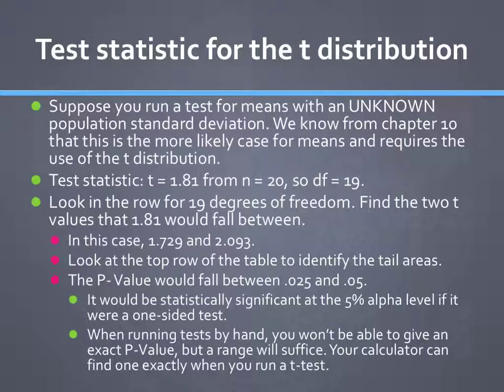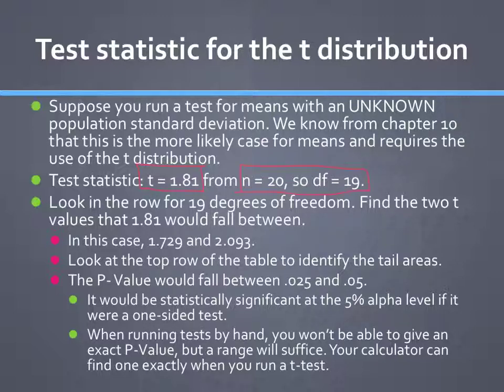It might take some practice to get used to looking up a p-value for the t-distribution. Let's suppose you run a test for means with an unknown population standard deviation. We know from confidence intervals that this is the most likely scenario for means, and it's going to require using this different table. So you're going to find your test statistic, and in this scenario, we got a test statistic of 1.81. We used a sample size of, say, 20, and so we have 19 degrees of freedom.